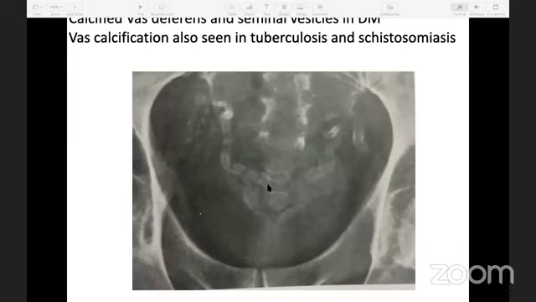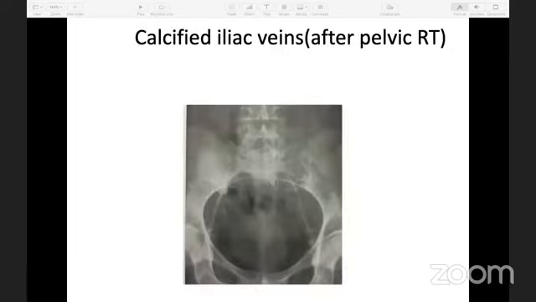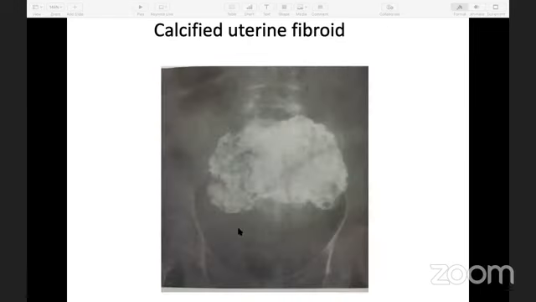Calcified vas deferens and seminal vesicles seen in diabetes mellitus. This may also be seen in tuberculosis and schistosomiasis. Pelvic radiotherapy resulting in calcified iliac veins. Large calcification in uterine leiomyoma.